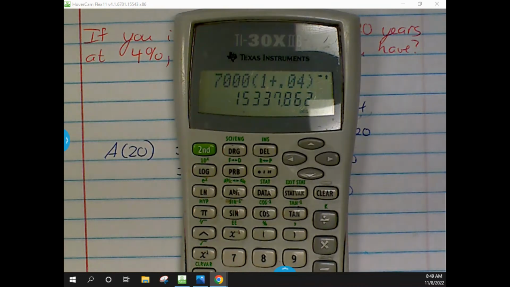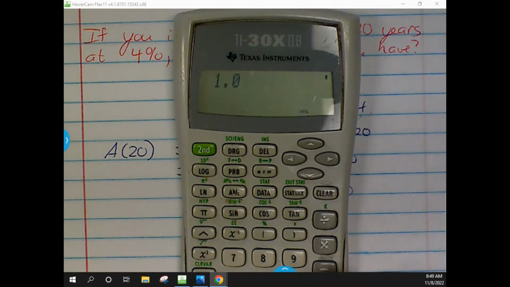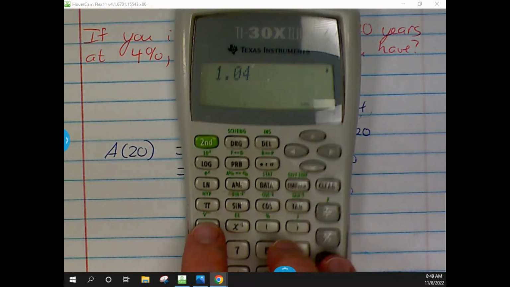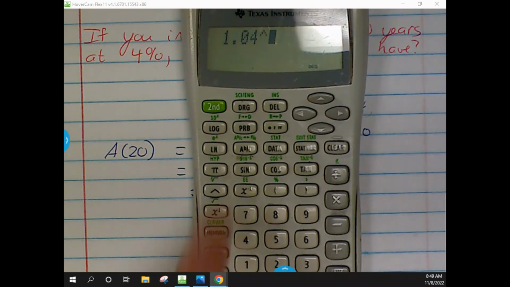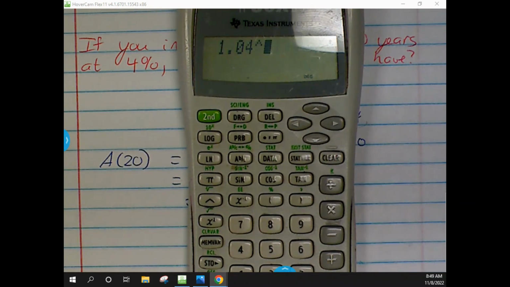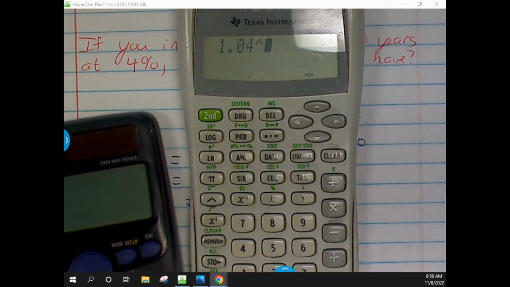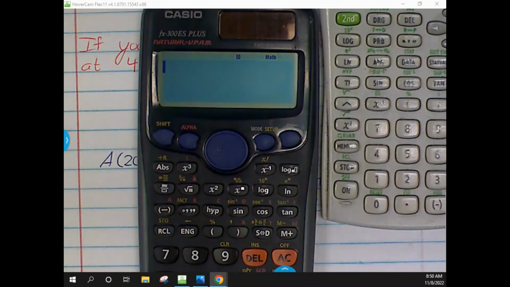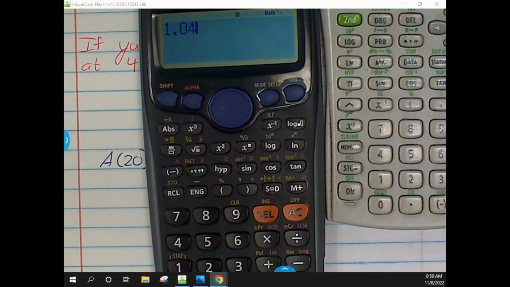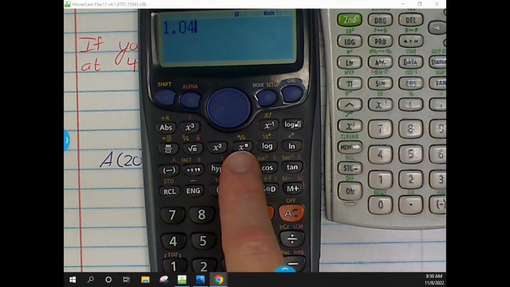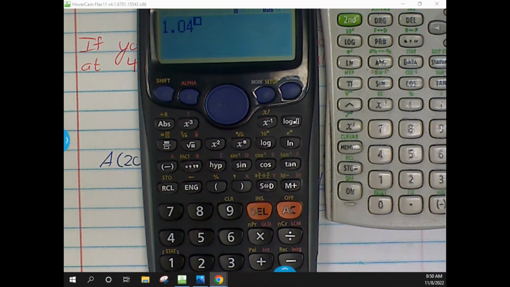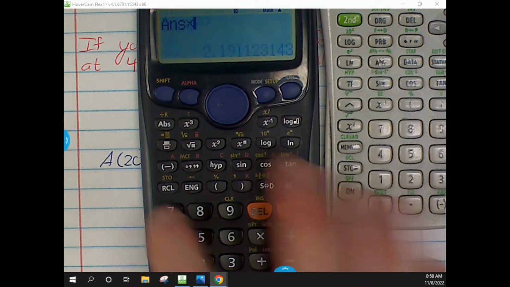Okay, so on the Texas Instruments, if you've got the 1.04, that's your power button, this little rooftop button here. That's your power button. If you're using the Casio, there should be a power button there too. So it would be 1.04, and there's your power button right there, right beside the x squared. So you hit that button, and then enter your 20th power. And we multiply that by 7,000.